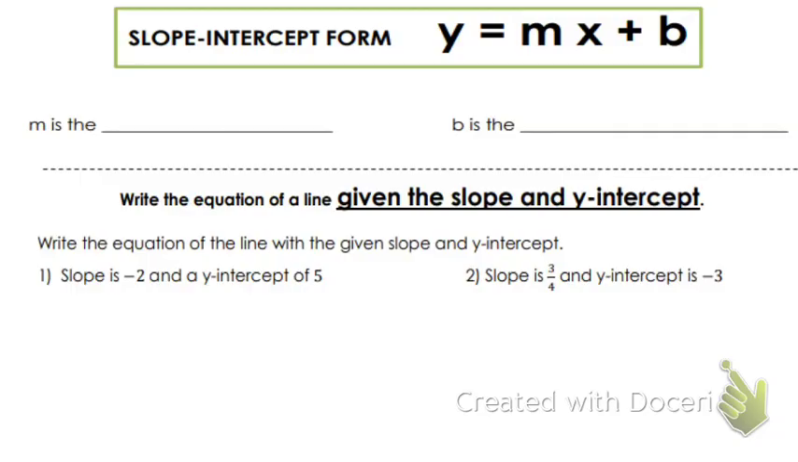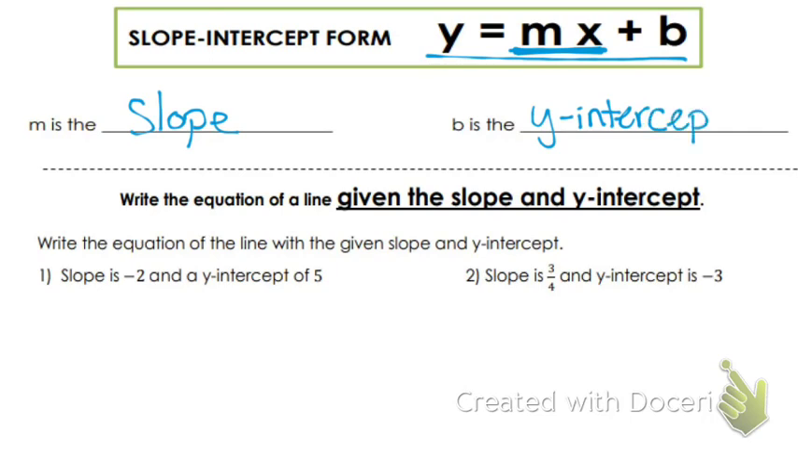So remember, in our slope-intercept form, or our y equals mx plus b, our m is the slope. The thing attached to the x, the coefficient with x, is our slope. And then the plus b or minus b is our y-intercept. Remember that if it's a minus b, that means that it's at a negative point.